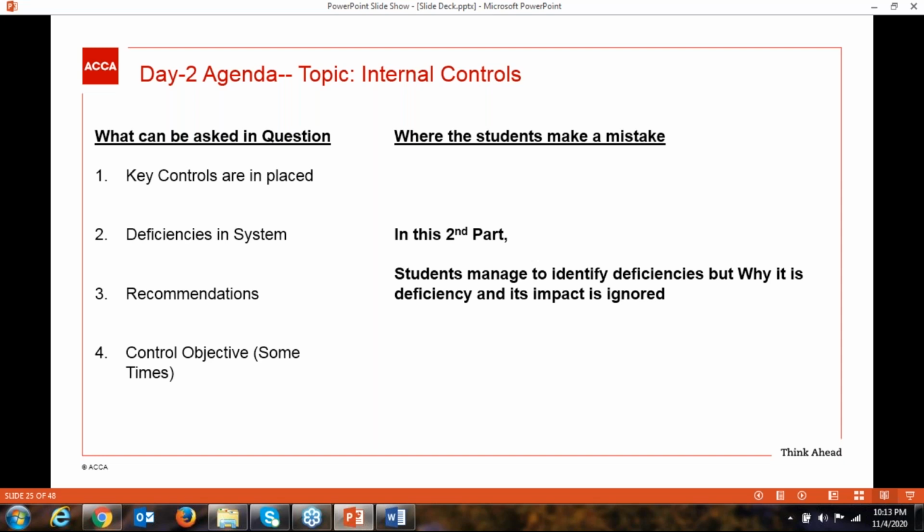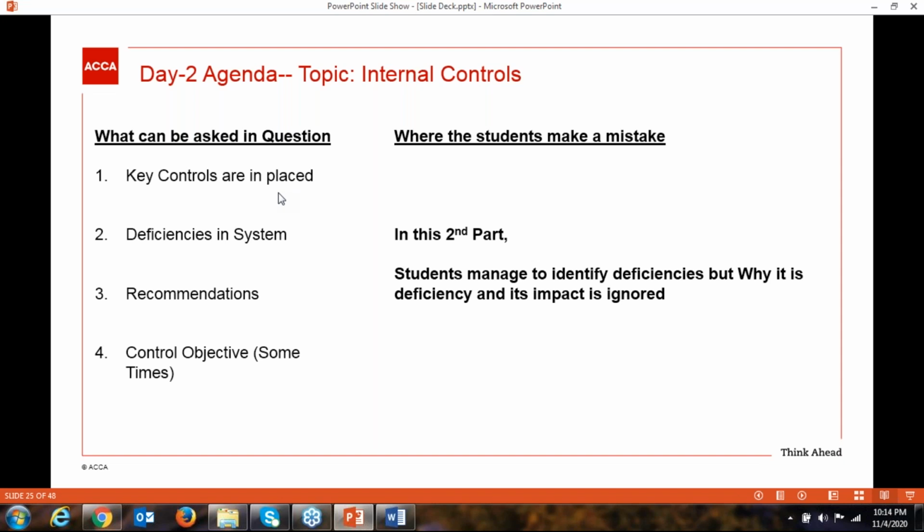So, in the December 2020 attempt, what can be asked in the question? First of all, the examiner can ask you one thing, that is, what key controls are in place? You people tell me, the key controls which are in place, are they done by the auditor or by the management?